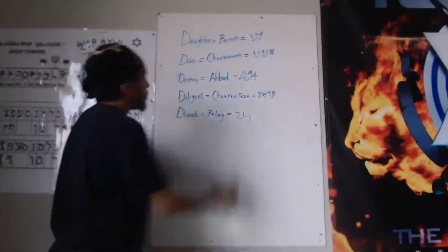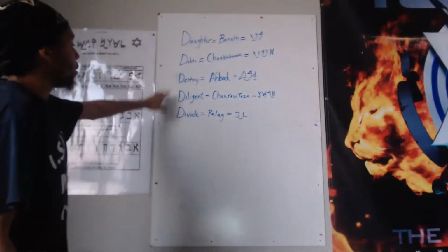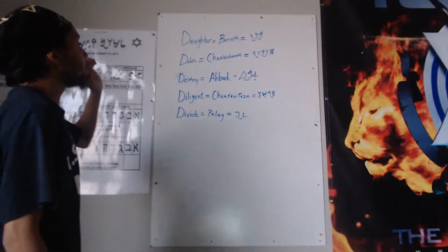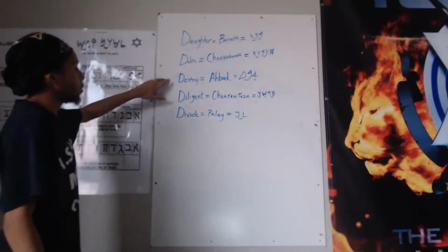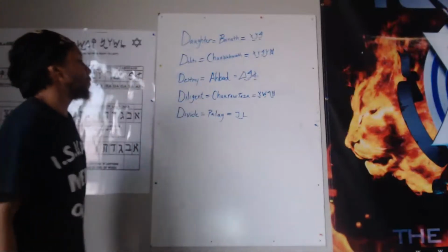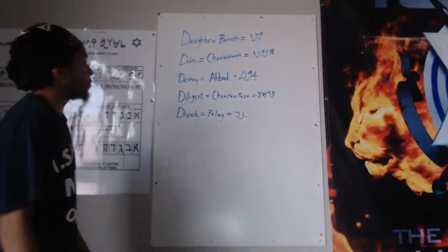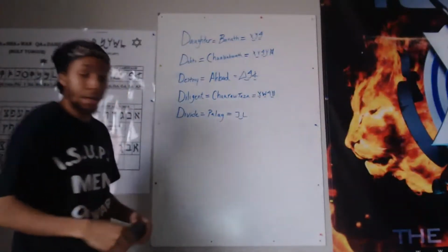All right, so this is it. Daughter, destroy, diligent, divide, and door. That's the 5 words for the day. Okay?